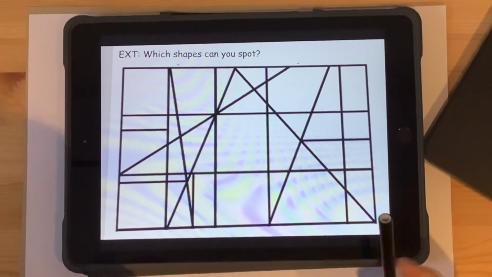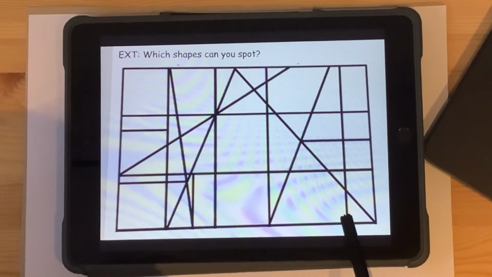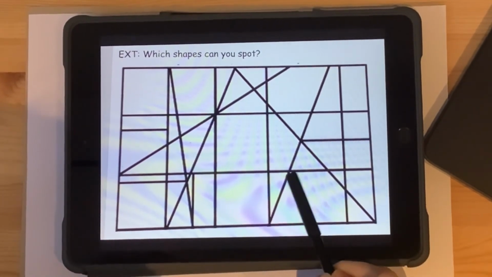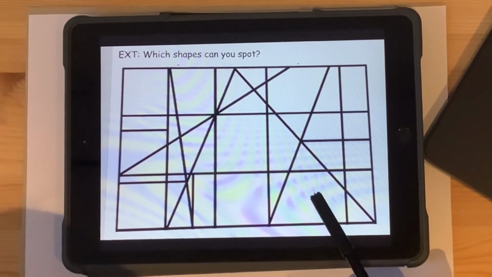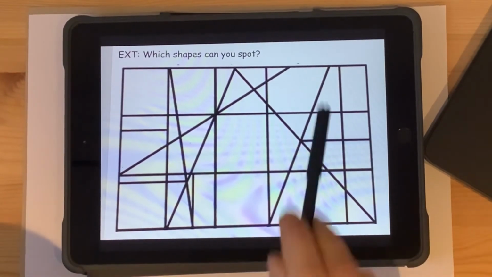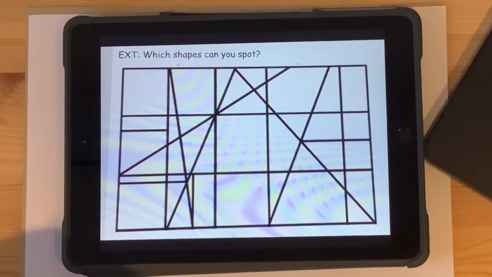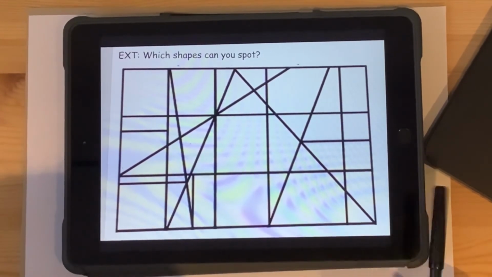If you look here, we've got 1, 2, 3, 4, 5. This shape here has 5 sides. And because it has 5 sides, that makes it a pentagon. So very, very well done if you spotted that there was at least one pentagon. And see if you can find another. Remember, a pentagon is a shape that has 1, 2, 3, 4, 5 sides.